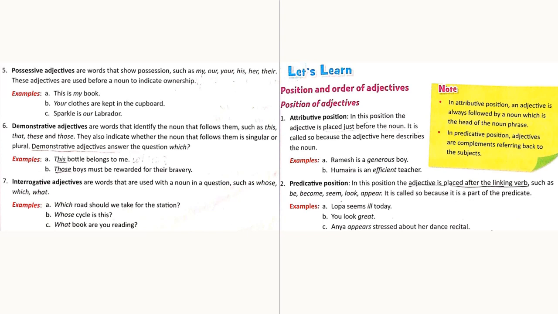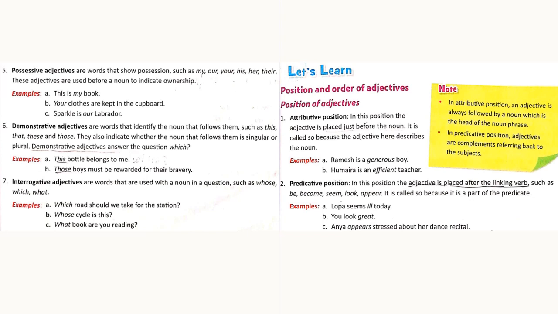6 is demonstrative adjective. Demonstrative words are this, that, these, those. When these demonstrative words are placed before a noun and they identify the noun, then it is called a demonstrative adjective. For example, this bottle belongs to me. Here this word identifies the bottle. That's why this is a demonstrative adjective.